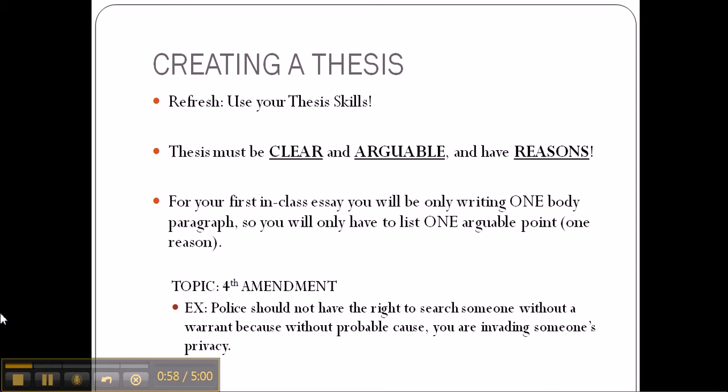This is just an example of having one arguable point. Police should not have the right to search someone without a warrant because without probable cause you are invading someone's privacy. Simple, straightforward. Clearly this has a point of view. Clearly this can be argued. This is a good but not great thesis statement, but it's good. It's acceptable.